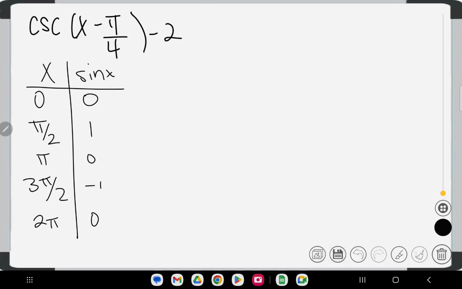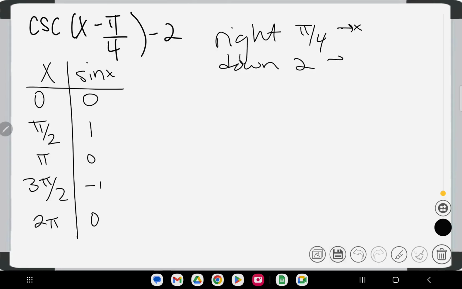Let's do our transformations. So we go right pi over 4, and down 2. So this affects the x, this affects the y. So our new x, we're just going to add pi over 4 each time.